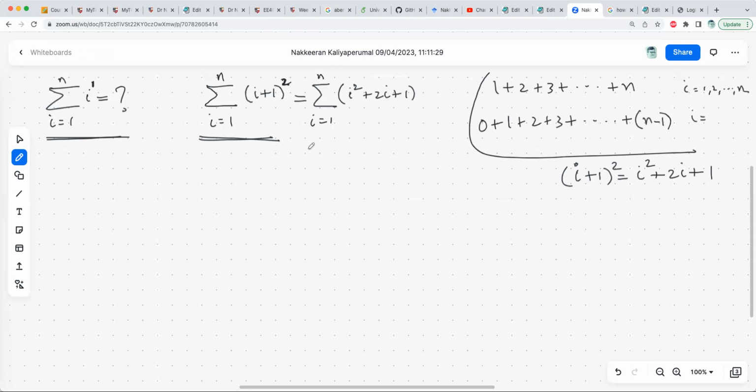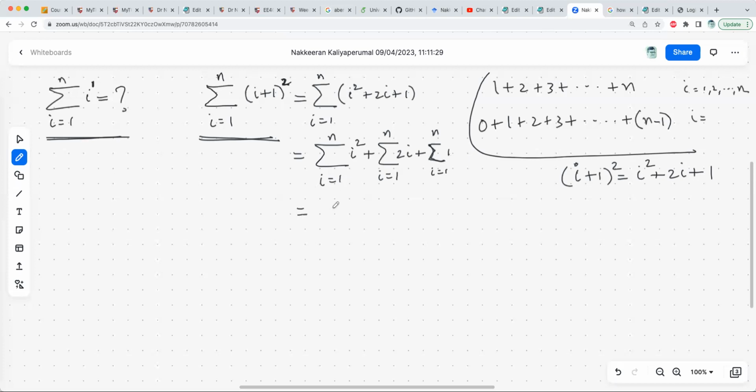Yes, sir. So this can be split into three summations. One is summation i equals 1 to n of i squared, plus summation i equals 1 to n of 2i, plus summation i equals 1 to n of 1. You're okay with this? Yes, sir.